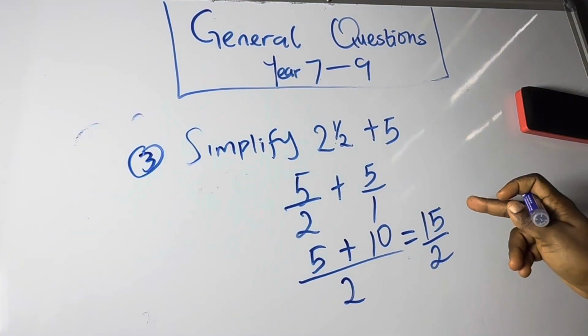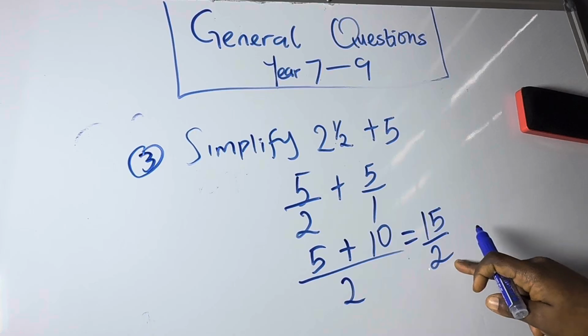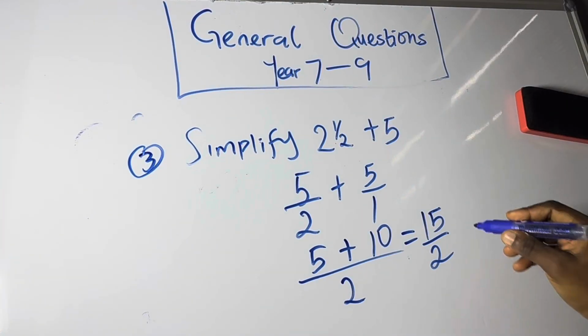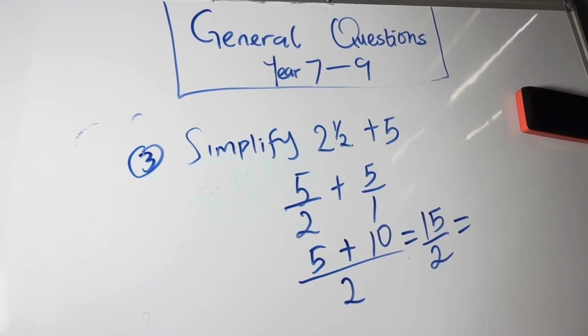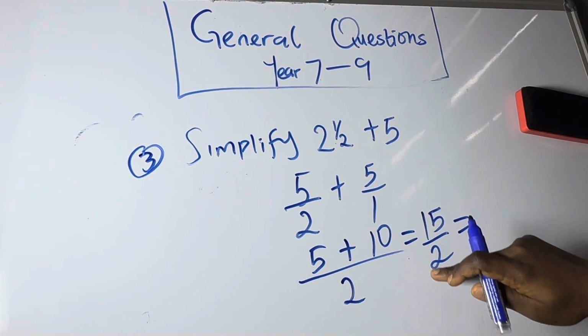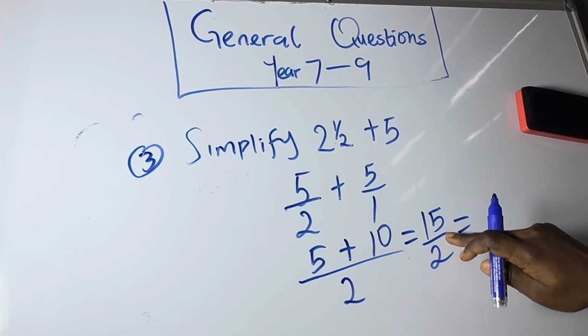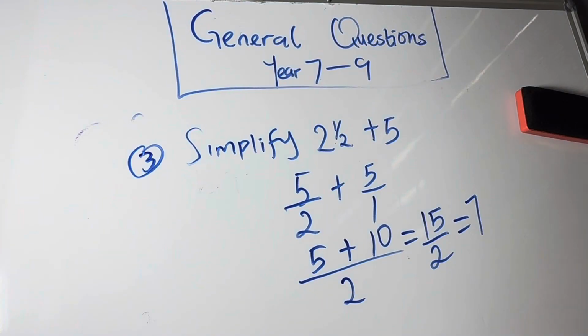15/2. Now, because this numerator is bigger than the denominator, the next thing you do is to convert it to a mixed fraction. You don't leave your answer like this. You convert it to a mixed fraction by saying 2 in 15 is 7, remainder 1, so 7 and 1/2. Do you understand? Now let's look at another example.